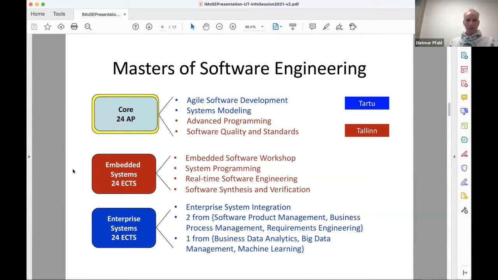At Tartu, we teach the enterprise systems specialization, where we have one mandatory course called Enterprise Systems Integration. That's about enterprise architecture and how to develop a full-fledged enterprise system. And then you can pick 2 courses from a set of 3. That is like here the more product related courses like software product management, business process management, requirements engineering. And you can pick 1 course from a set of 3, which is more like data science courses, let's call it. And so that gives you certain flexibility.